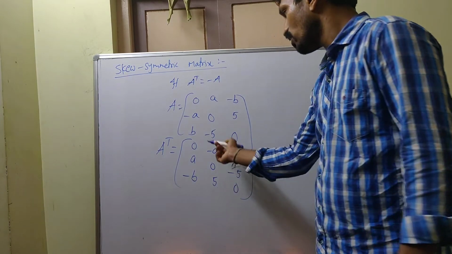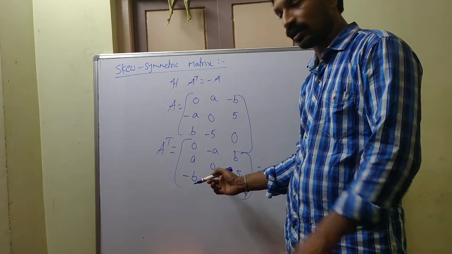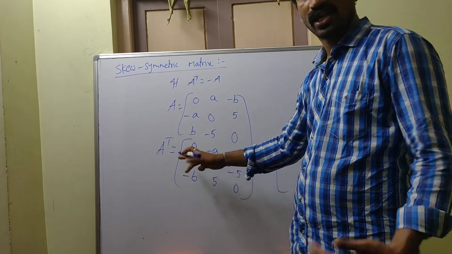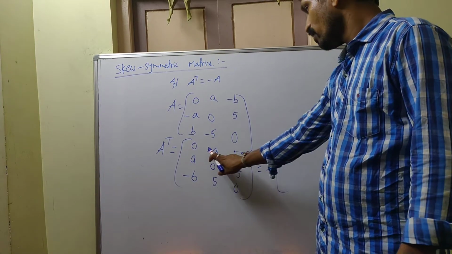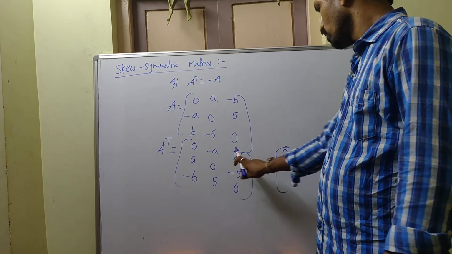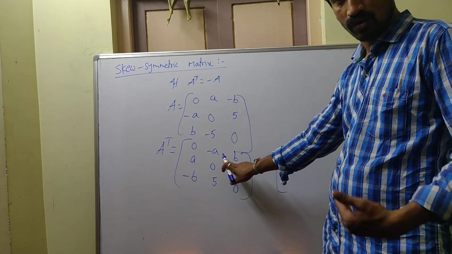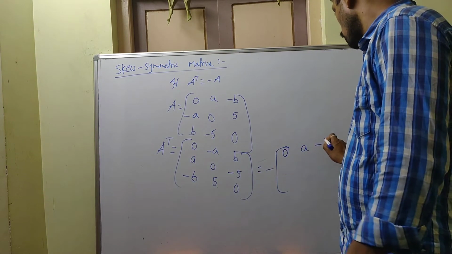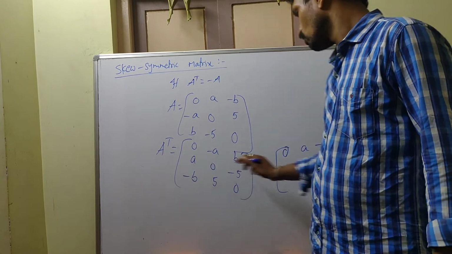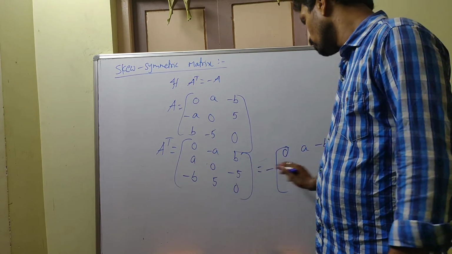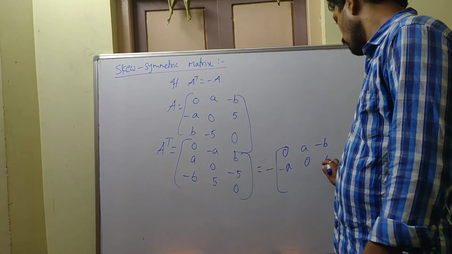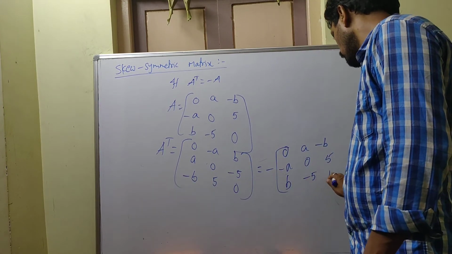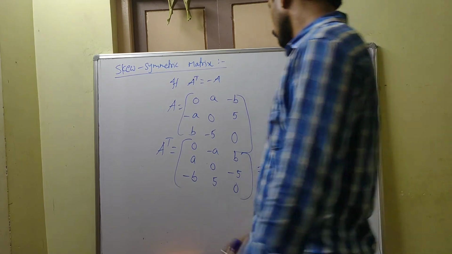Or you can take minus from every entry outside. If you take minus common, 0 minus 0 is 0 only. Minus, if you take common, it becomes A. If you take minus common here, there is no minus, it is plus. Plus means minus into minus. If you take one minus, one more minus is there, so here also one more minus A. Here minus 0 means 0 only. Here 5, here B, here minus 5, here 0.